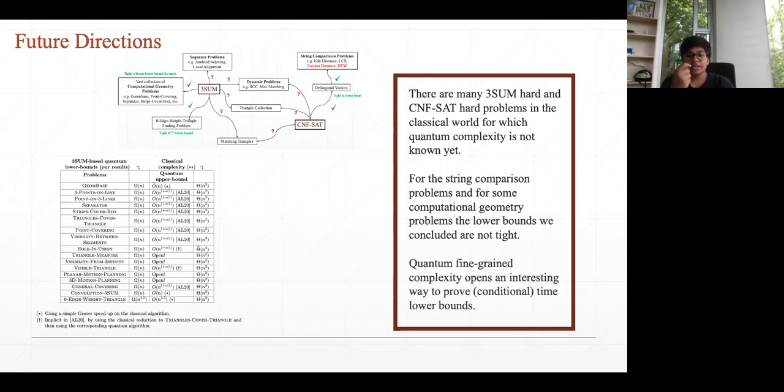And finally, we also believe that though fine-grained complexity is explored in the classical setting very, very well, it is a fresh direction in the quantum setting. And there are other key problems, like how we use CNF-SAT here and threesome here. There are other central problems in this area from which the reductions have not been studied yet. And we believe that is also an important direction to look at.